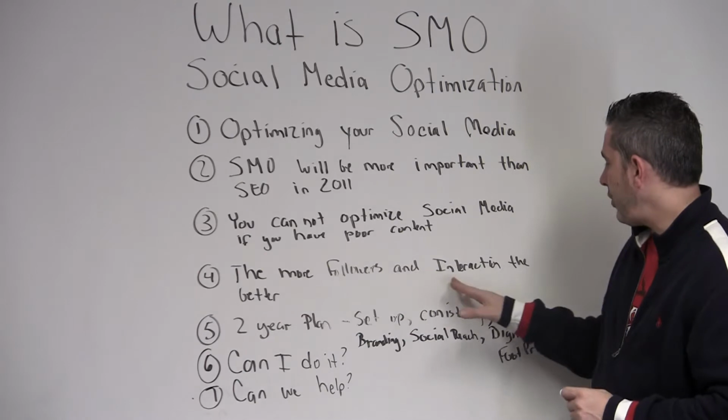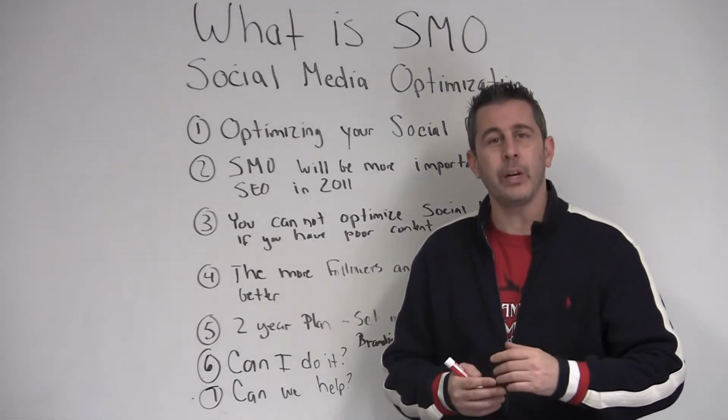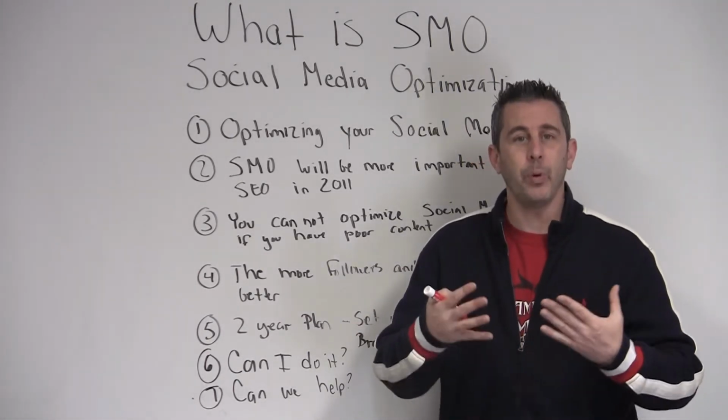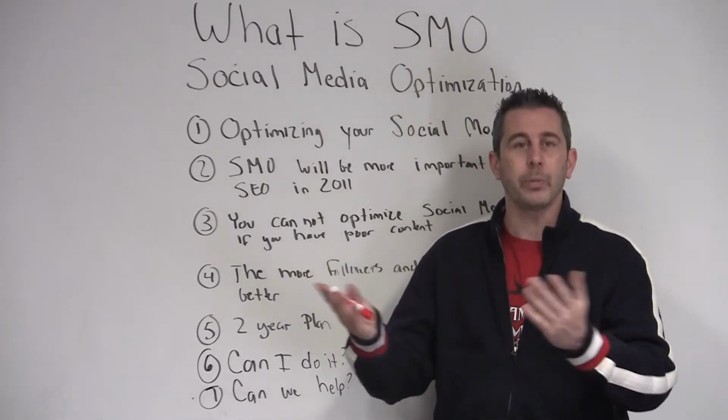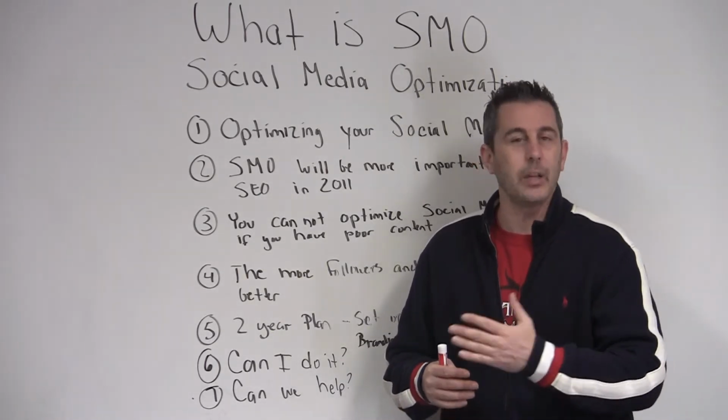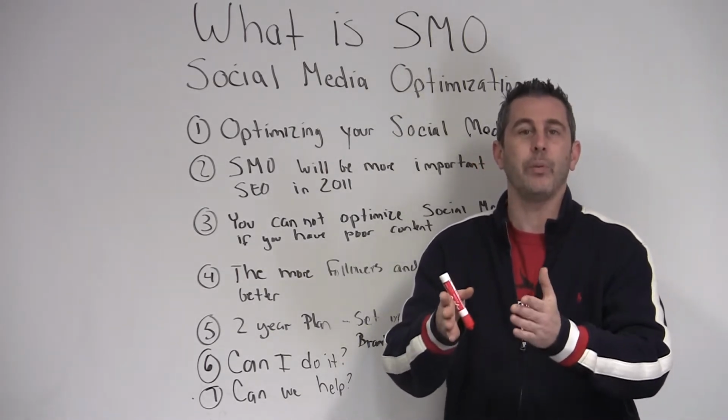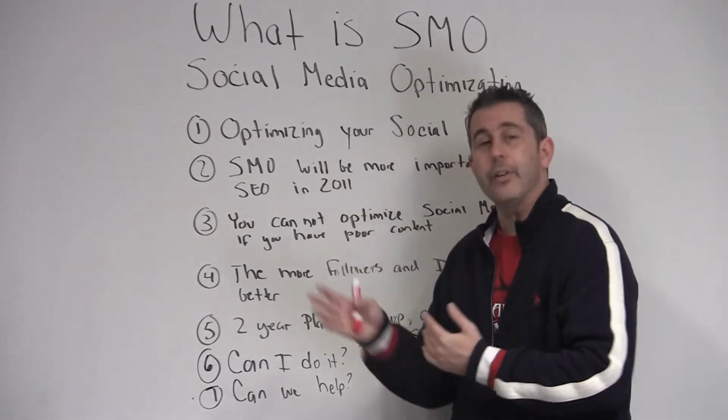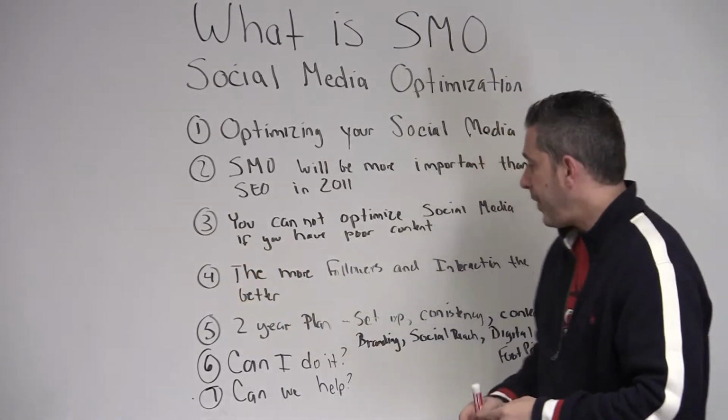The more followers and interaction you have on your social networks, the better. That's going to help you out. If you have all these networks but there's no interaction, that's not going to be good either, because no one's going to go there to look at what other people are saying. So you have to get interactive with all of your social media.